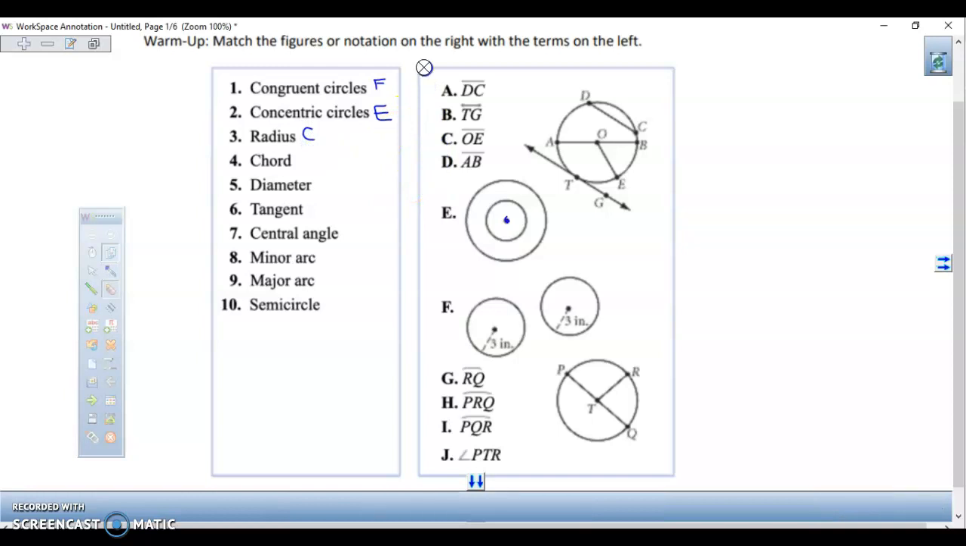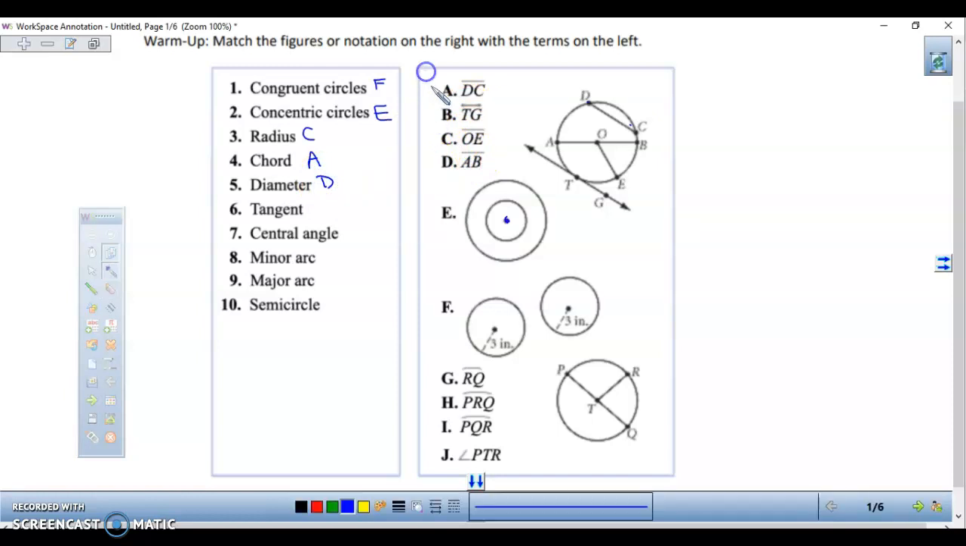All right, next is a chord. Again, a chord is by definition a segment. So again, I'm limited to either A, C, or D, whose endpoints are on the circle. So really it looks like I have two choices here. Segment DC is a chord, and segment AB is also a chord. But if you look ahead and you see that diameter is a choice, I'm going to save segment AB for diameter. So the chord I'm going to use is option A, which is segment DC, the segment whose endpoints are on that circle. And then next, diameter is a chord that also contains the center. So that would be segment AB or option D.